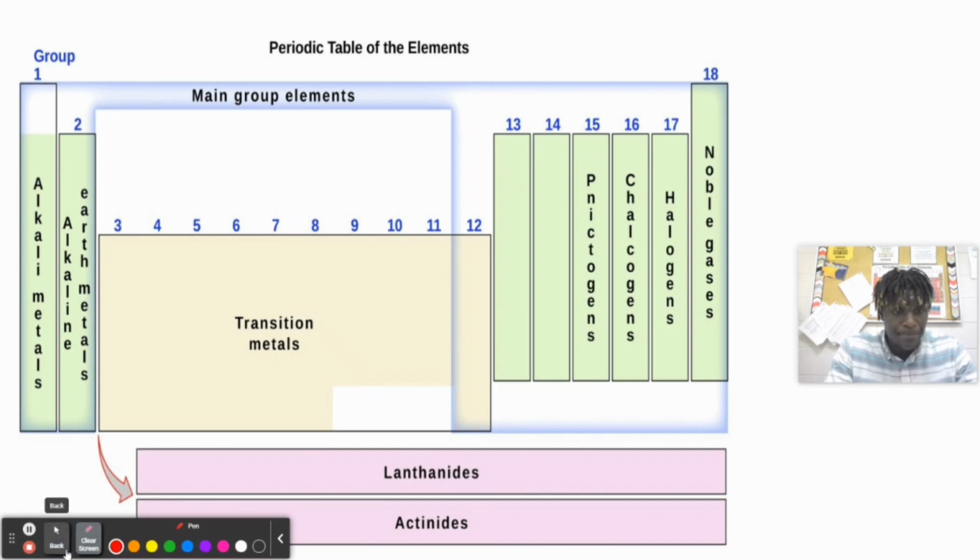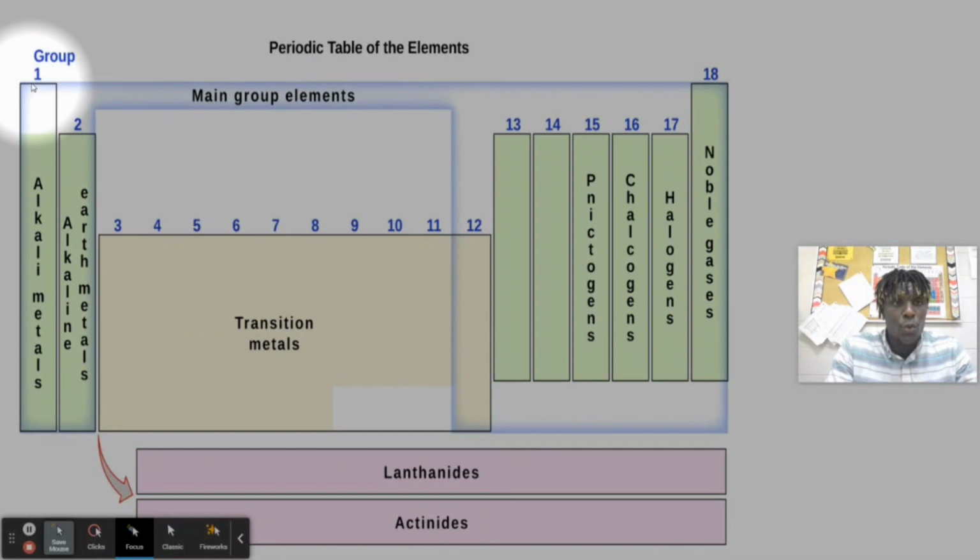Now look at this. Let's go back. And what I'm going to do is I'm going to focus here. So groups 1 and 2 are called metals. Groups 13, 14, 15, 16, 17 are called non-metals. Group 18 is called noble gases. And groups 3 to 12 are what? Transitional metals.